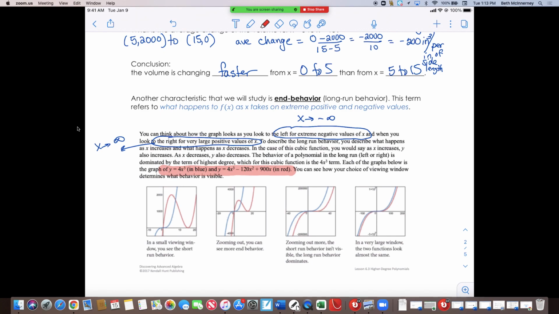Then here's what's interesting: if you zoom out, you can see more of the end behavior, and if I zoom more and more, then they actually do. You can't even see the middle.